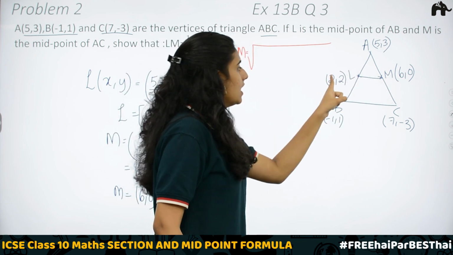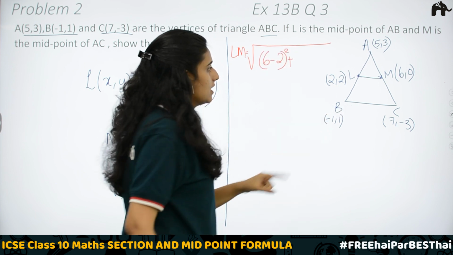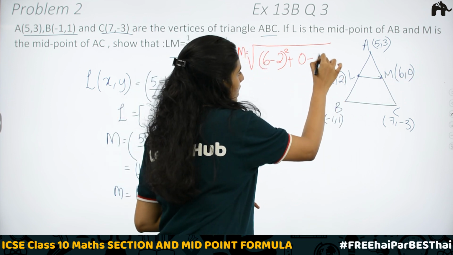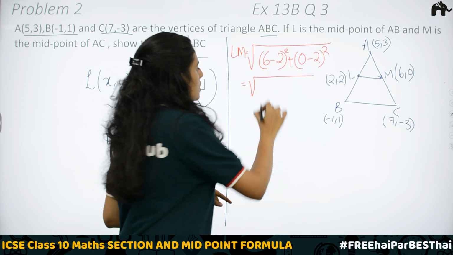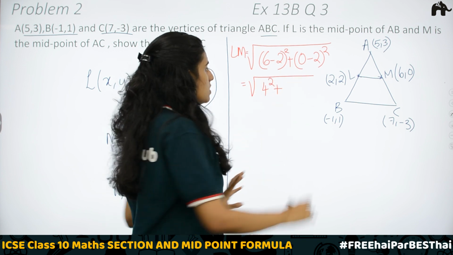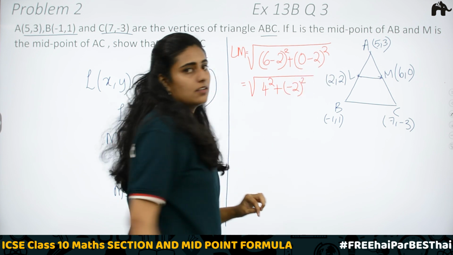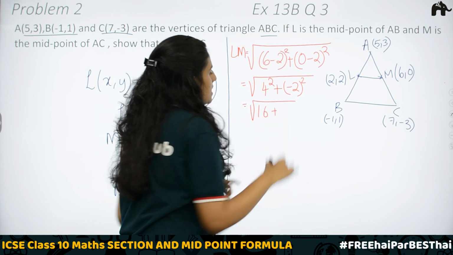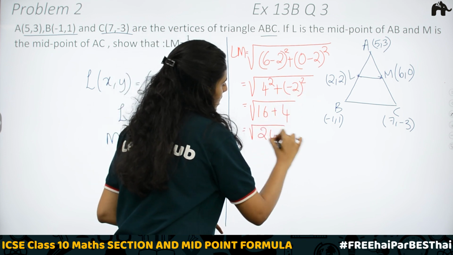Here we have 6 and here we have 2. 6 minus 2 whole square plus y coordinates. Here we have 0 and here we have 2. 0 minus 2 whole square. That is equal to root of 6 minus 2 is 4, 4 square, plus 0 minus 2 is minus 2, minus 2 square, is equal to plus 4. Now we get root of 4 square is 16 plus minus 2 square is 4. 16 plus 4, that is root of 20.